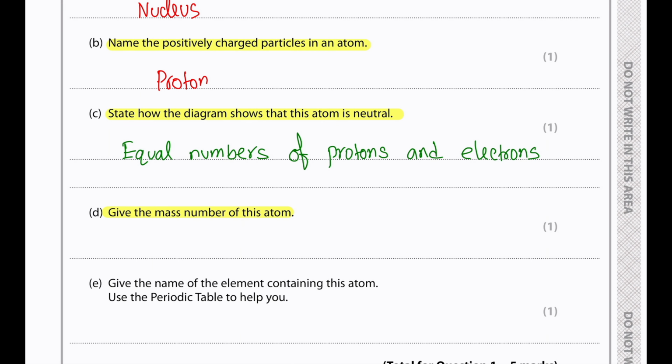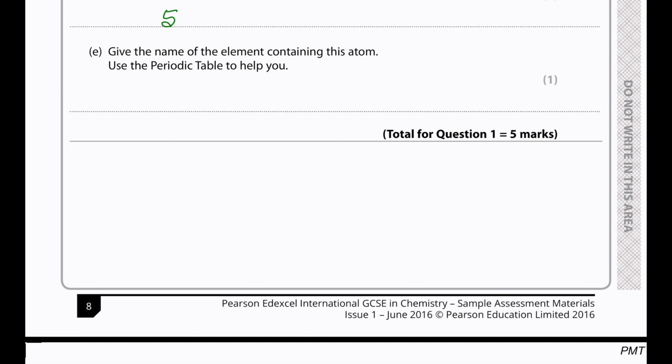Give the mass number of this atom. So the mass number for this particular atom will be 3 protons plus 2 neutrons, 5. Give the name of the element containing this atom. Use the periodic table to help you. 3 protons is contained by lithium, so the answer will be lithium.